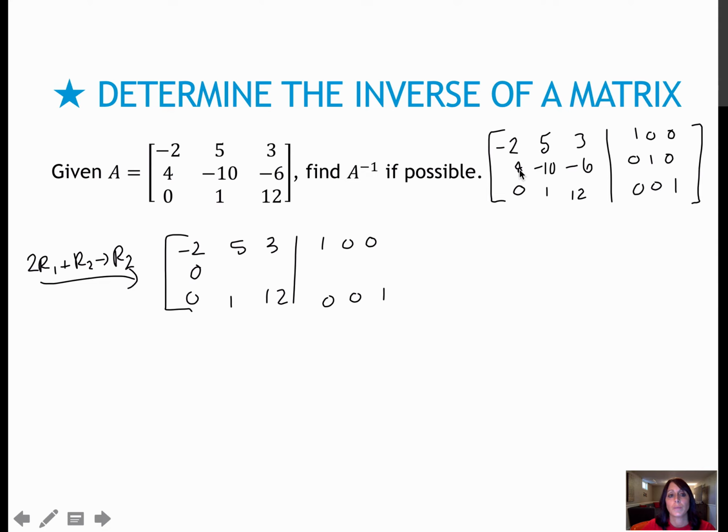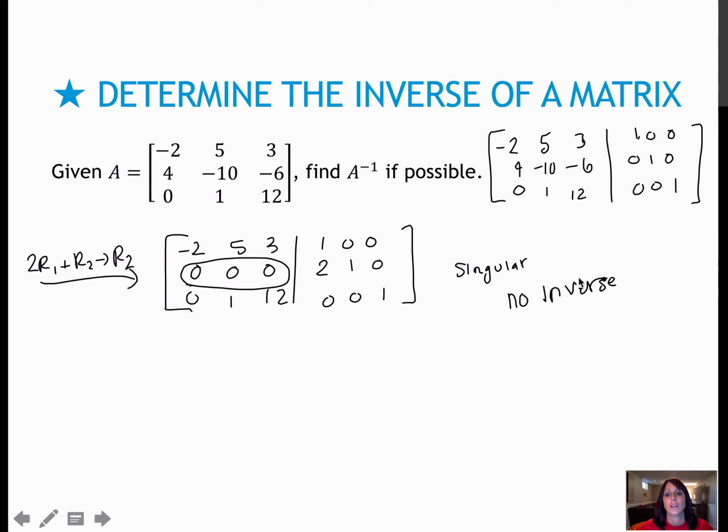So 2 times R1 plus R2 gives me 0. 2 times 5 is 10 plus negative 10 is 0. 2 times 6 is 6 plus negative 6 is 0. And then I see that I get 0, 0, 0. This gives me 2 and 1 and 0. Because I ended up with this situation, I know that this is a singular matrix, which basically means that I cannot have an inverse on this. It doesn't work. It only works if going through that process works to find the inverse.